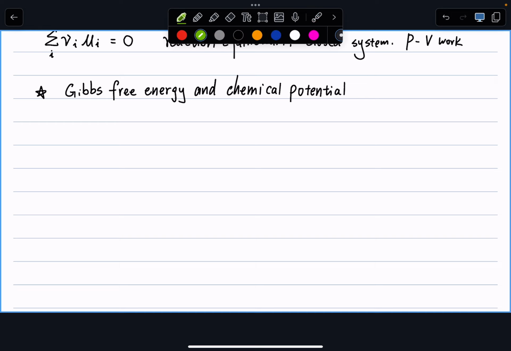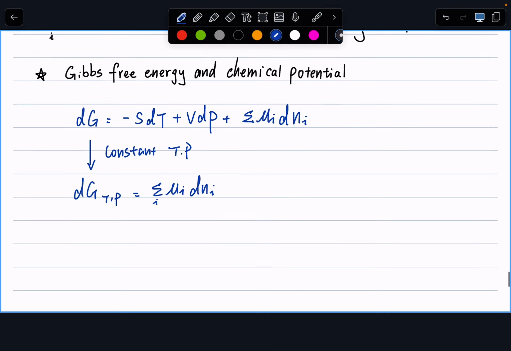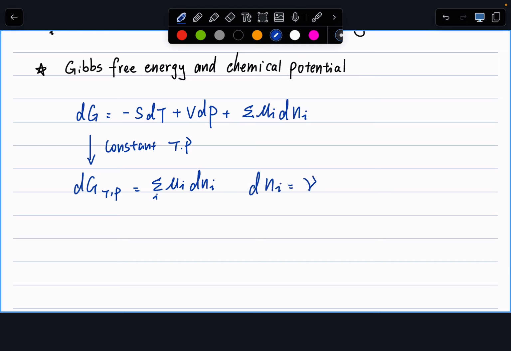For Gibbs free energy and our chemical potential, we have dG equals negative S dT plus V dP plus the sum of the chemical potential times dN_i. And then at constant T and P, we end up having dG at constant T,P equals the sum of the chemical potential times dN_i. We also know dN_i equals the coefficient of species i times the infinitesimal change of extent of the reaction. So we can simplify that to be dG at constant T,P equals the sum of chemical potential times coefficient times dξ.